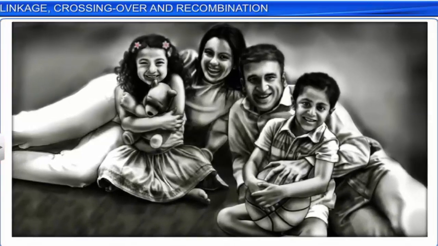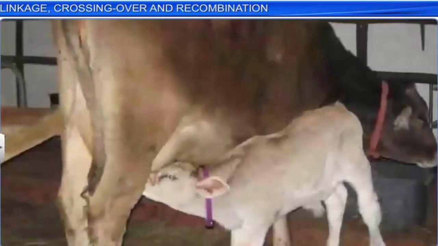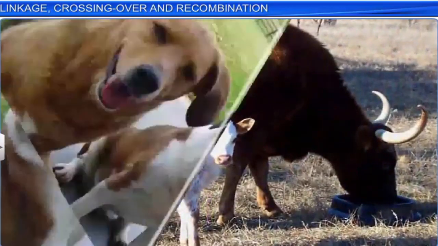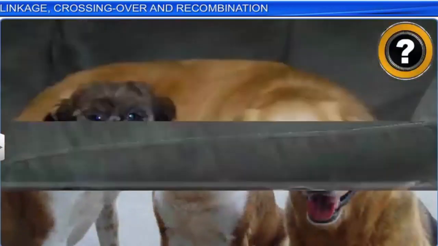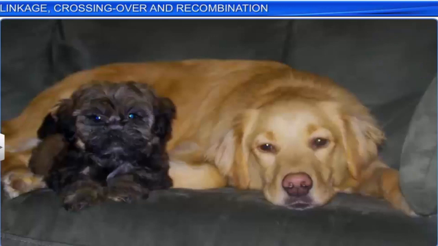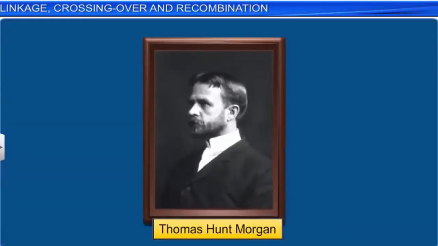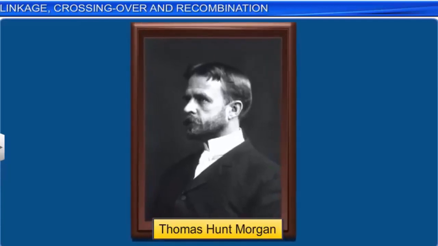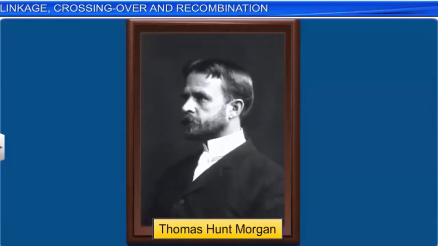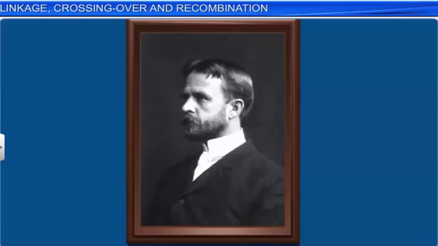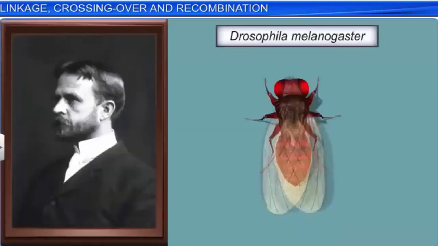Children look different from their parents, and so do the young ones of other living organisms. What are the reasons for such variations? To find the answer to this question, Thomas Hunt Morgan and his colleagues tried to verify the chromosomal theory of inheritance through various experiments. Morgan chose the tiny fruit fly Drosophila melanogaster for his research. There were several reasons for this.